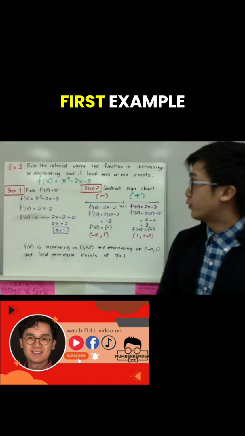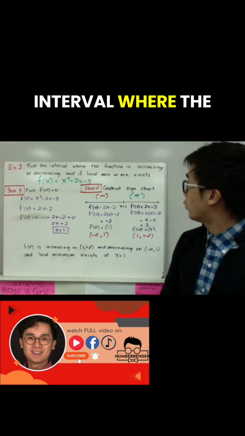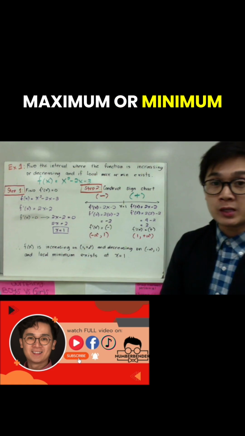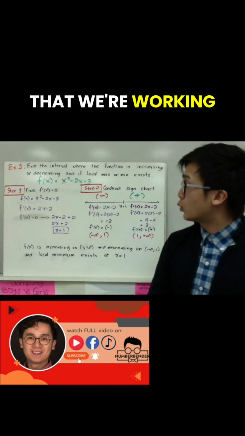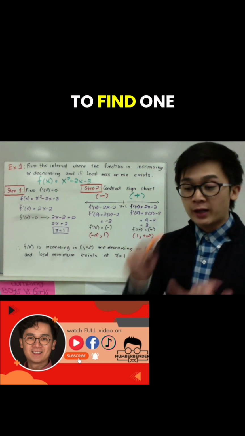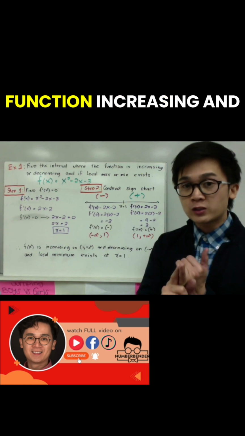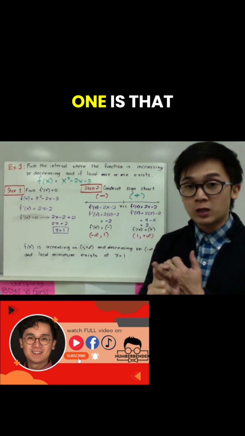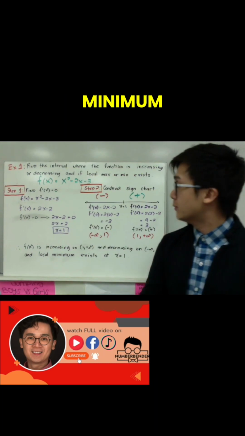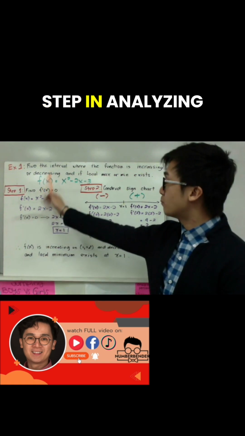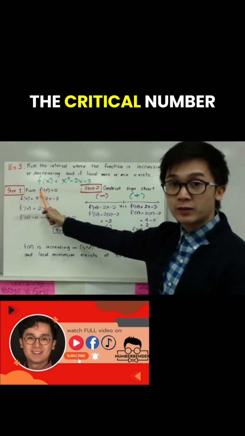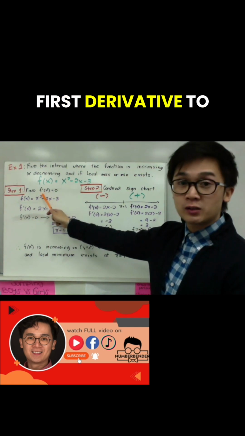Here's our first example. Let's find the intervals where the function is increasing or decreasing, and whether a local maximum or minimum exists. The function is x squared minus 2x minus 3. We need to find when the function is increasing and decreasing, and where the local maximum and local minimum are. The first step in analyzing this function using the first derivative is to find the critical number, by setting your first derivative to 0.